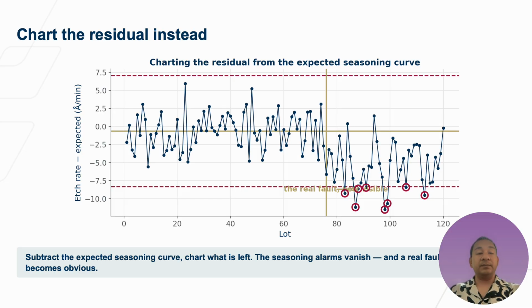The meaning of an alarm. On the raw chart, the alarm meant the etch rate moved, which was actually the seasoning. On the residual chart, the alarm means the etch rate departed from what we understand about it. The second statement is worth investigating, the first is not.